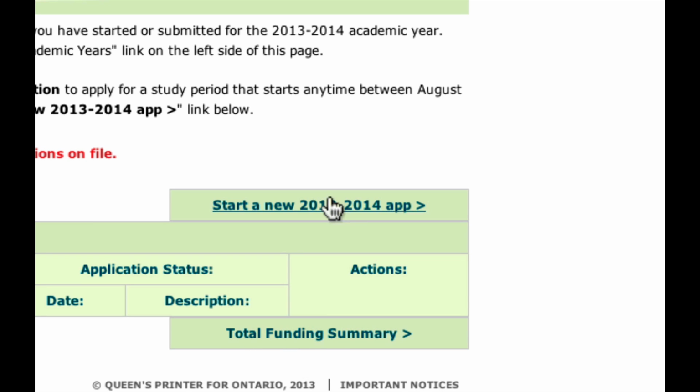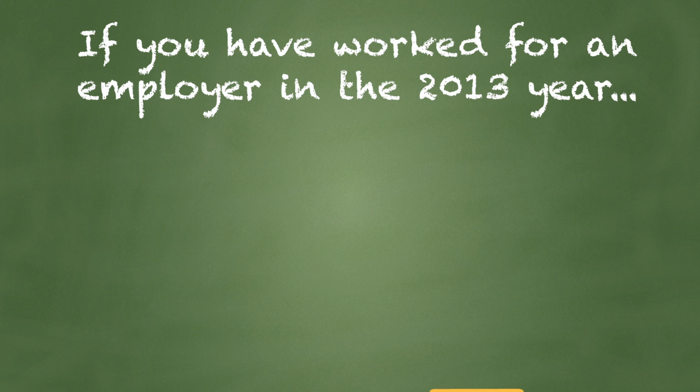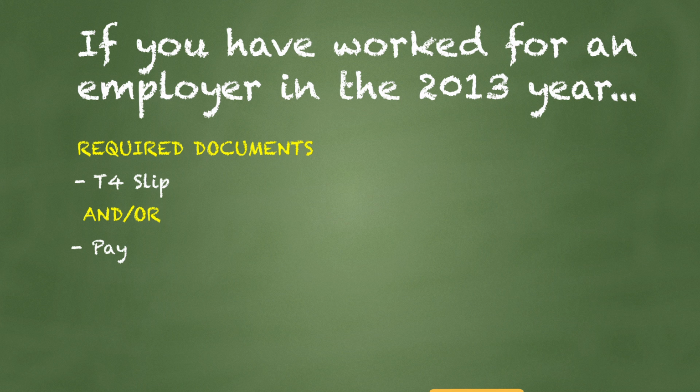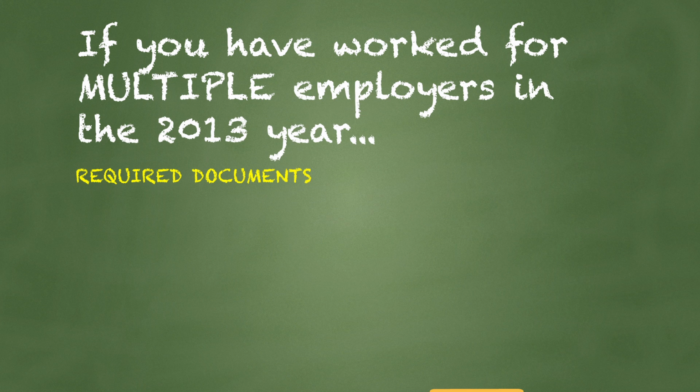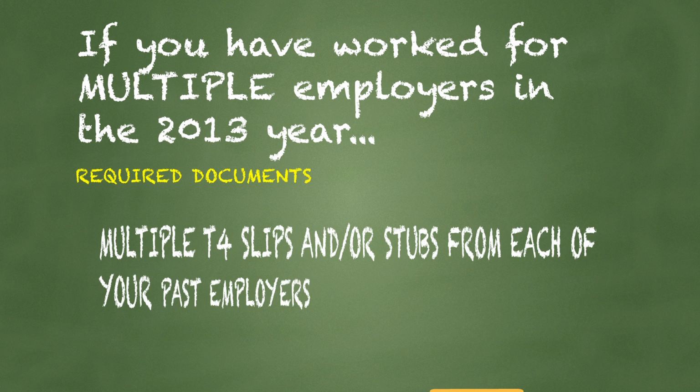If you have worked for an employer in the 2013 year, you would be required to submit your most recent pay stub or T4 slip into our office with your part-time student loan application. If you have worked for multiple employers in the 2013 year, then you would hand in multiple T4 or pay stubs for each employer who you have worked for.